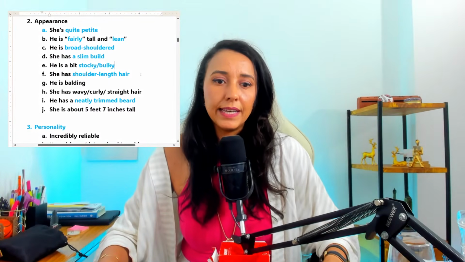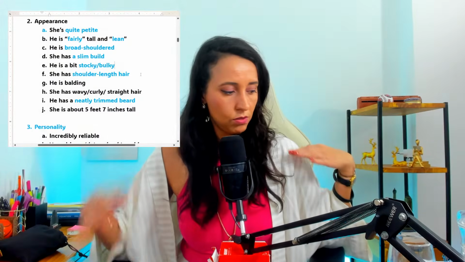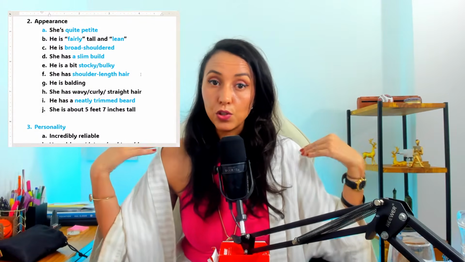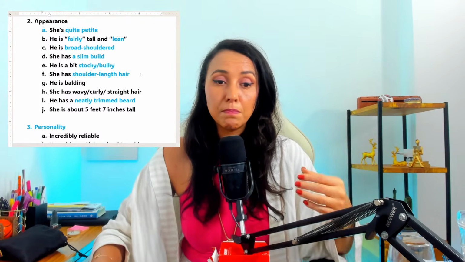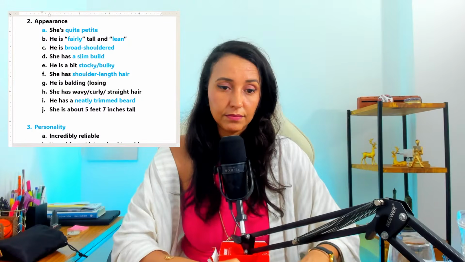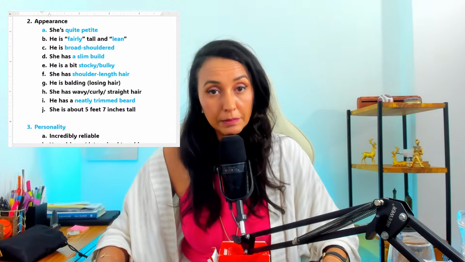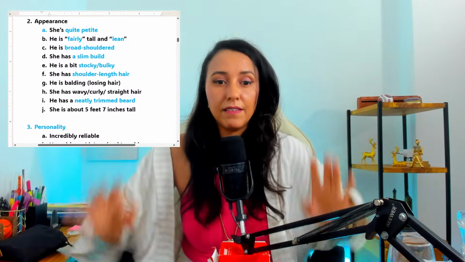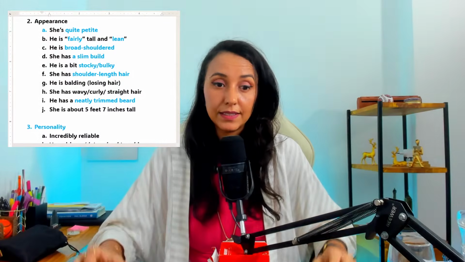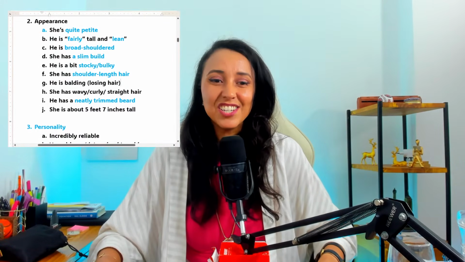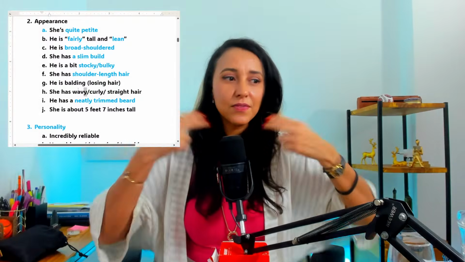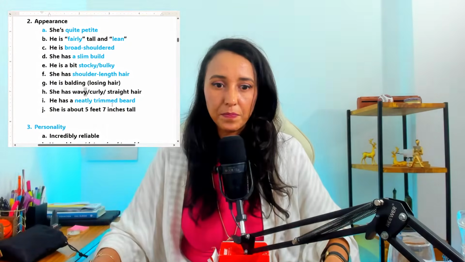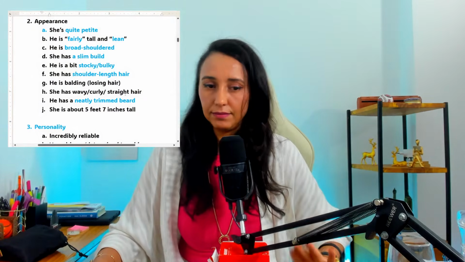She has shoulder length hair. So this size of hair: short hair, long hair, shoulder length hair. He is balding, losing hair. This is more common in men, okay? He is in the process of not having hair anymore, not completely bald, but getting there. She has wavy hair, like waves, okay? Or curly hair. Straight. Very nice.